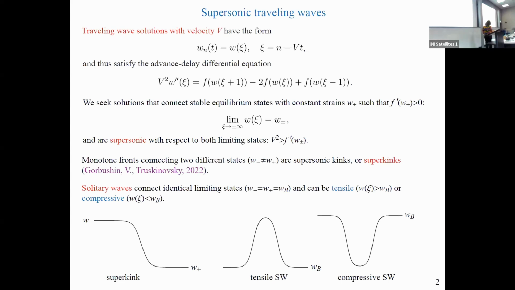The two different types of solutions we are looking at are kinks. We call them superkinks because they're supersonic, and they could be going down or up like this. We're also interested in solitary waves, which are just pulse-like solutions on a generally non-zero background. It could be tensile or compressive, bright or dark in Hannes's terminology.